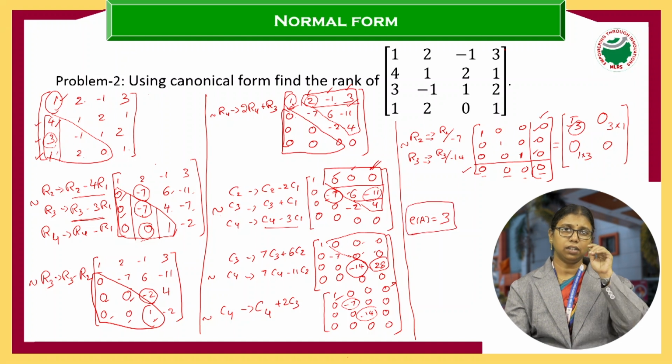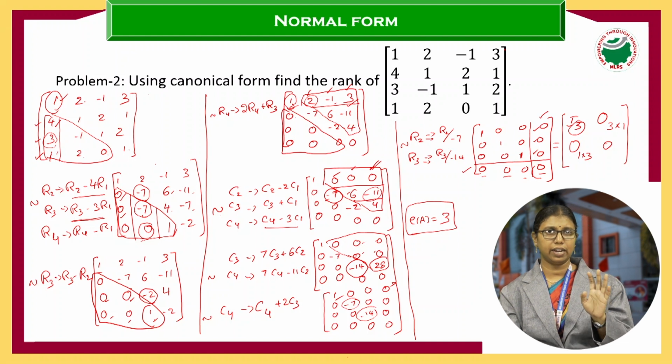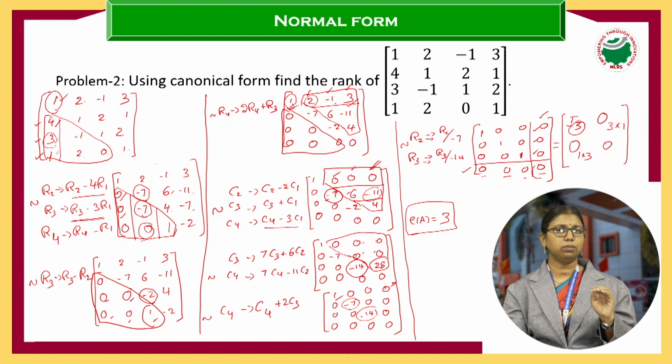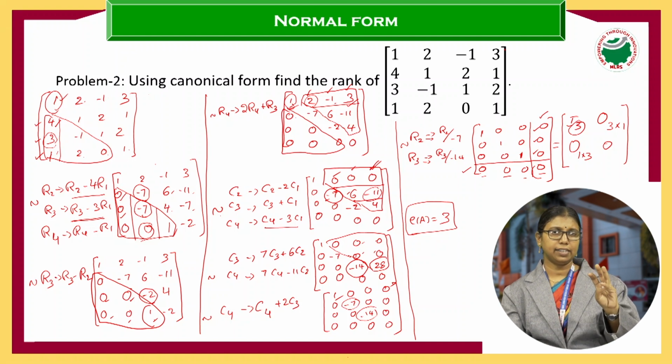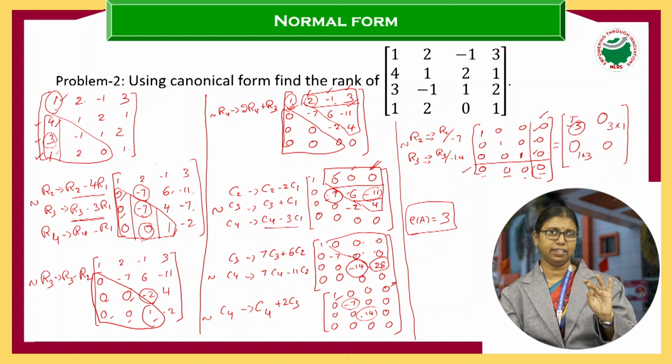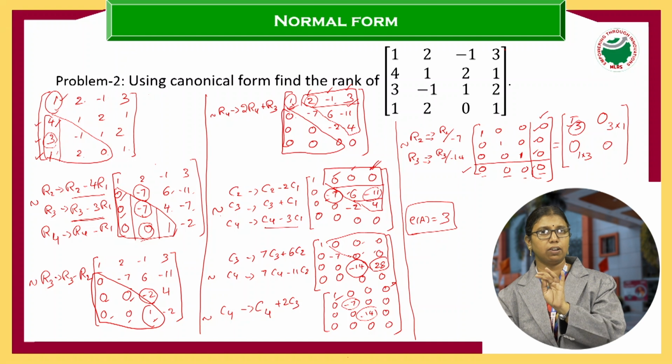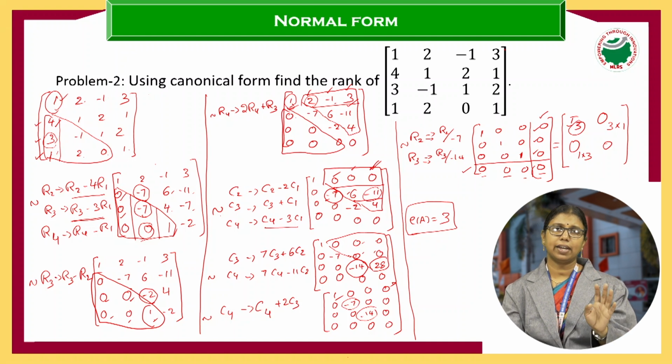That's it. So is it clear how we have to convert the matrix to canonical form and how we have to choose the rank? To convert the matrix to canonical form, you go with 3 steps: upper triangular, lower triangular and identity matrix. Once you get the identity matrix, then represent that identity matrix in canonical form and take the rank of the matrix as the order of the identity matrix.